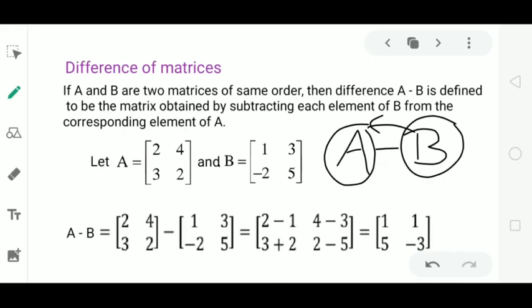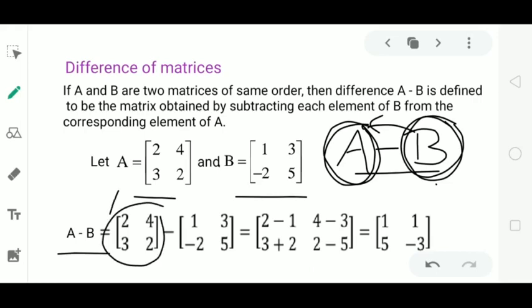It is just by subtracting each element of B from the corresponding element of A, or directly by taking element of A minus corresponding element of B. Look at the following example. Here I have considered two matrices A and B. Both are of order 2 by 2. Then A minus B is a matrix obtained by taking elements of A minus elements of B.